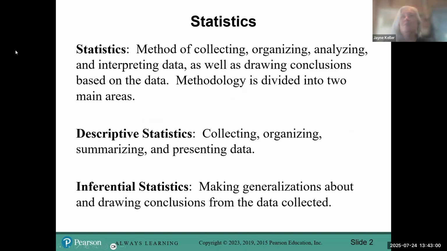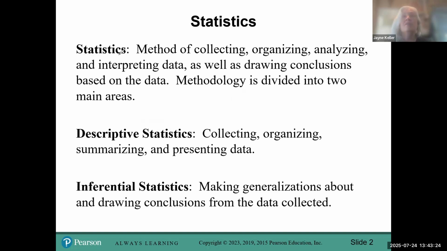As usual, we're going to start with some definitions. What do we mean by statistics? You've probably heard that used many times. We mean a method of collecting, organizing, analyzing, interpreting data. So that's the definition of how we look at the study of statistics.